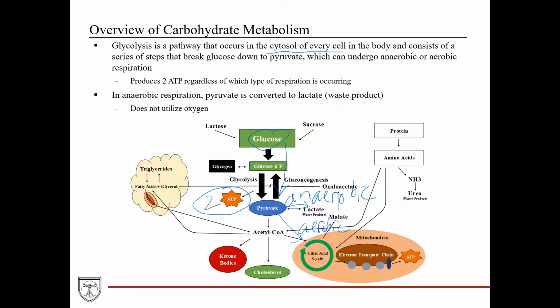Like we said, in anaerobic respiration, pyruvate is converted to lactate, which is a waste product and does not utilize oxygen. Now you may ask, why would you choose anaerobic versus aerobic? Could be a number of things. Since this doesn't use oxygen, in such states of hypoxia, when you have a deficiency of oxygen, it may be forced to go into the anaerobic pathway. Some cells, such as red blood cells, don't have mitochondria, so you can't carry out aerobic respiration. And so in those cells, it's always anaerobic respiration.